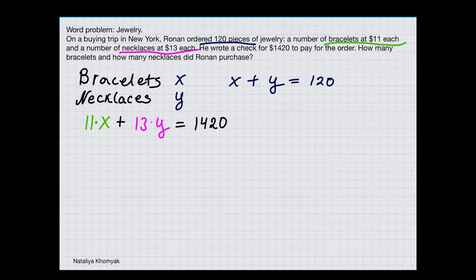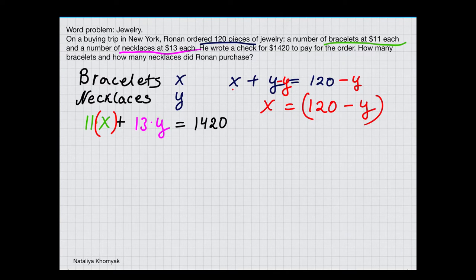So now we have a system of equations, and I will do that by substitution. So I'm going to solve for x. Thus, we do minus y, and we get x is equal to 120 minus y. So now instead of x, I will substitute whatever x is equal to in terms of y.